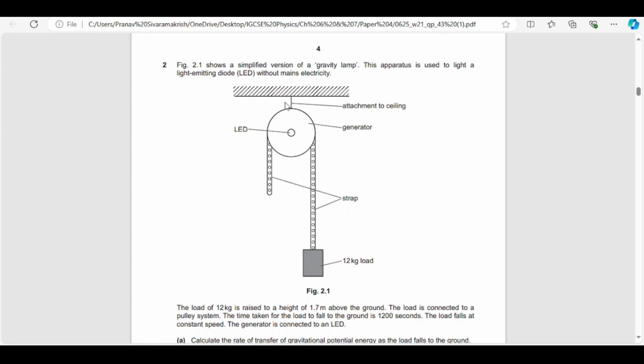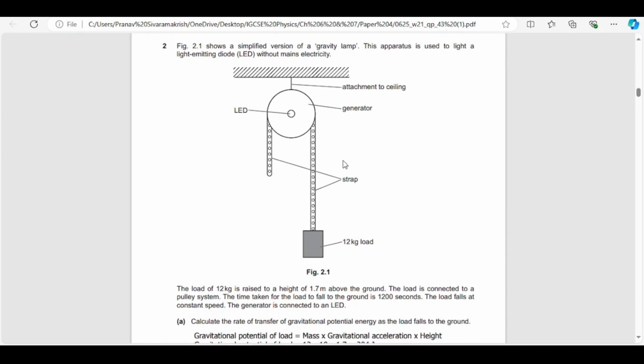Okay, so you've got a lamp attached to a ceiling, a generator, and a 12 kilogram load strapped essentially to the generator, and then there's an LED there. The load of 12 kilogram is raised to a height of 1.7 meters above the ground. So if that's the ground, it's raised up 1.7 meters above the ground.